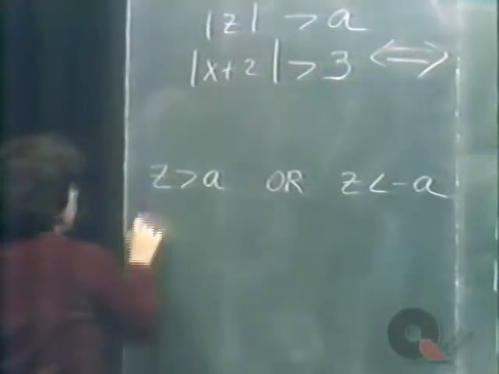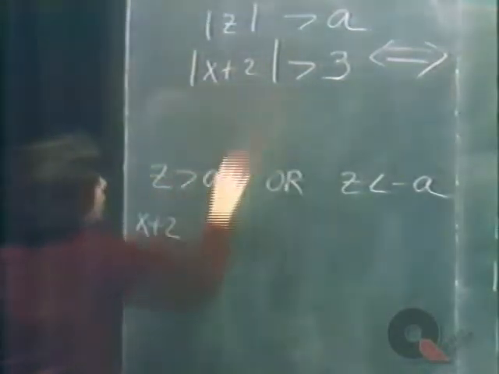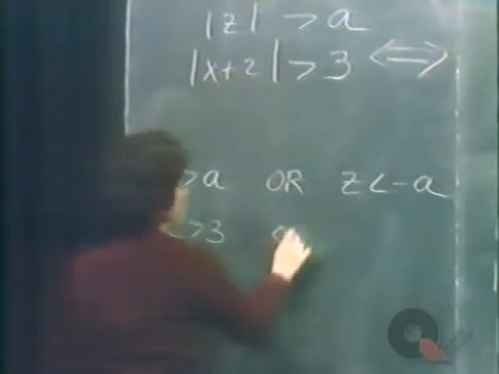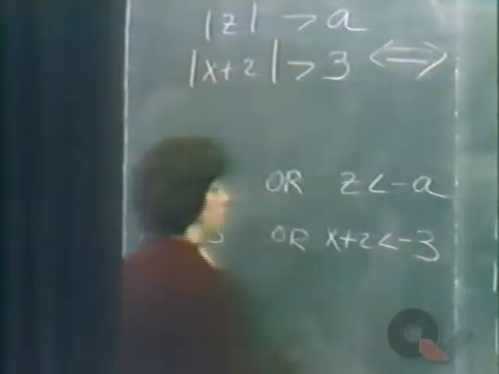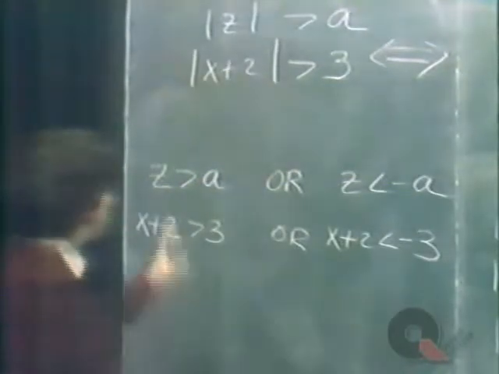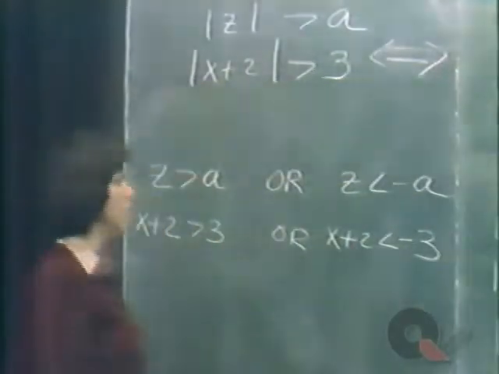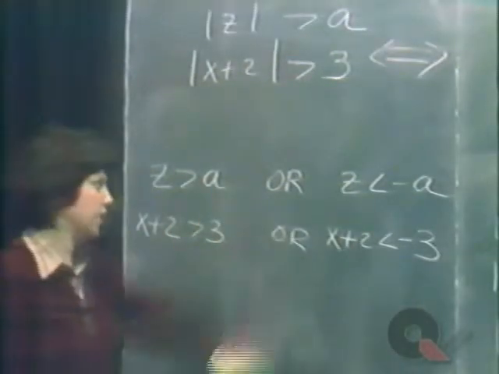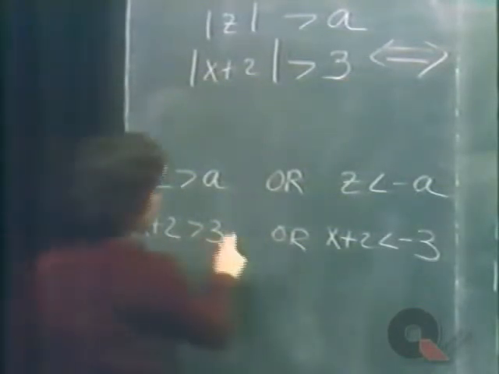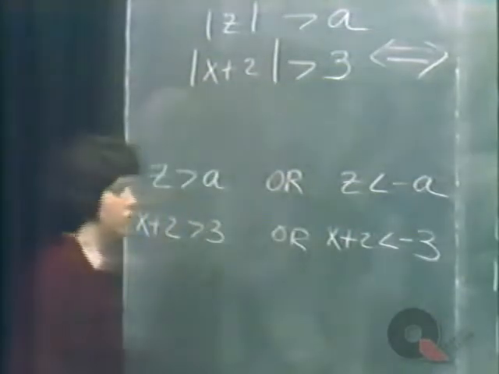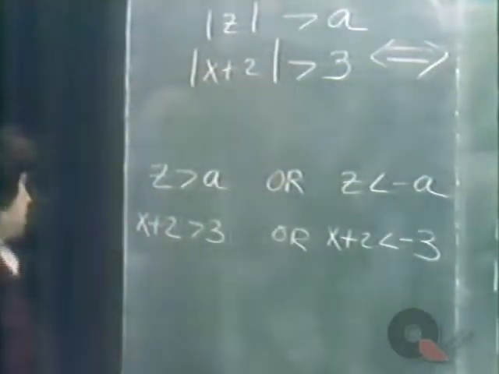Z is x plus 2 in this case, greater than 3, or x plus 2 is less than minus 3. And you cannot combine them. It must be two separate inequalities, and they're to be solved separately. X plus 2 is either greater than 3 or less than minus 3. It lies in the extremes on the number line.